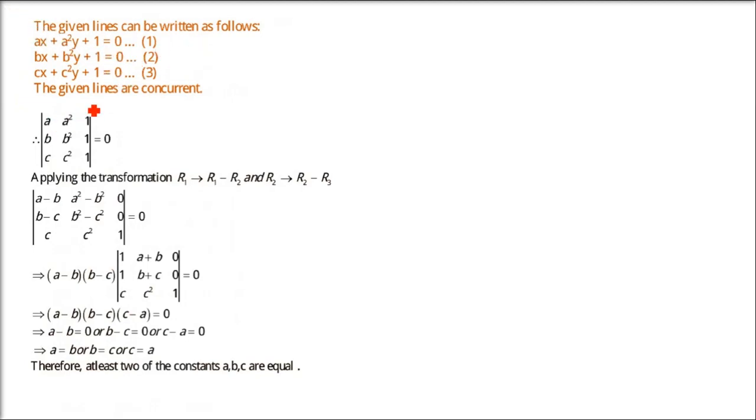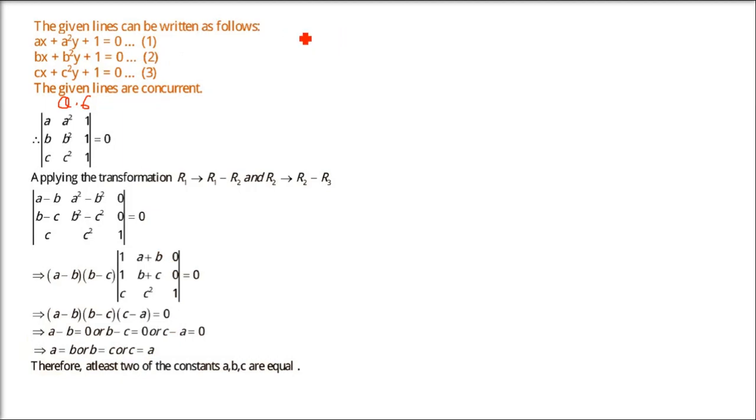Next is question number 6. If these three lines, ax plus a square y plus 1, bx plus b square y plus 1, cx plus c square y plus 1 equal to 0, are concurrent, you have to show that at least 2 of the 3 constants a, b, c are equal. At least either a equals b, b equals c, or c equals a. So this is the question being asked.